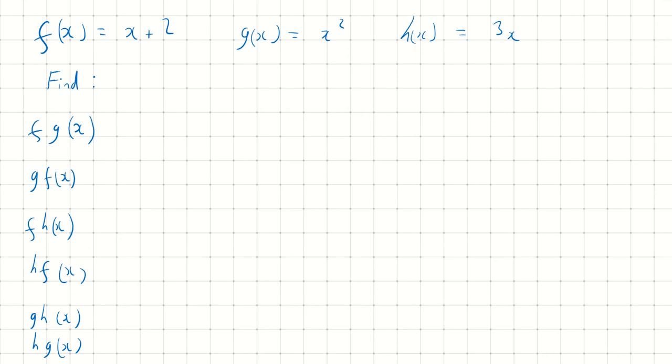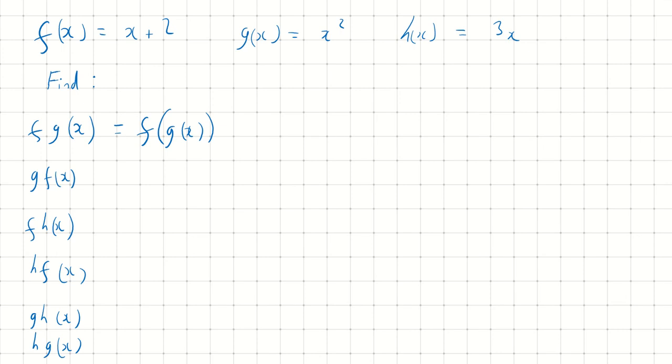So let's look at the first one, f(g(x)). Well, what does that mean? That means f of g(x). So we could sort of write it in brackets like that. And what does that mean? Well, first of all, we work out what g(x) is, and then that becomes our input to f. So we work almost from right to left. We work out g first, and then we put that into f.